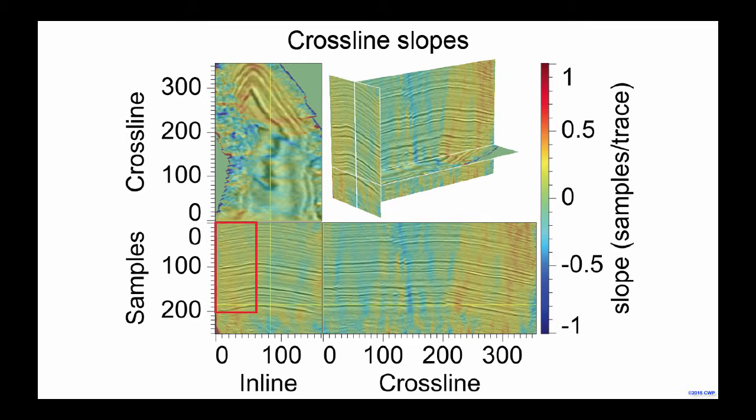So if we take a look at an area of the image here in the inline, we'll notice that once again we have a disagreement between the slope value that is apparent from the seismic and the slope value that is overlaid on top of the seismic.